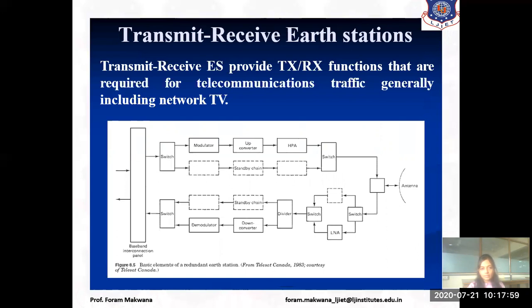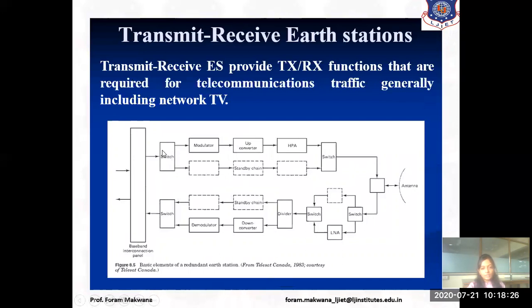And the last topic of unit number 7 is transmit receive earth station. Now transmit receive earth station provides the transmission and reception functions which are required for telecommunication traffic, which includes network TV. You can see over here the baseband interconnection panel.